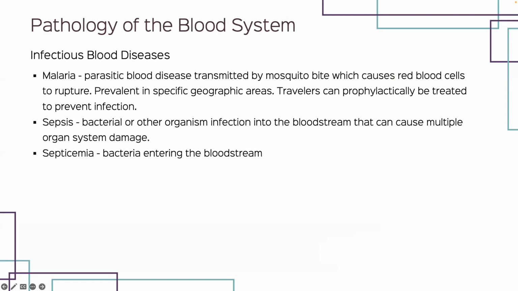Some of the infectious blood diseases, obviously there are going to be many more than this, but malaria, so you can get it through mosquito bites. Sepsis, which is basically whenever you have a bacterial infection in the bloodstream, and it can cause multiple organ system damage. And then septicemia is just the act of it actually entering the bloodstream.